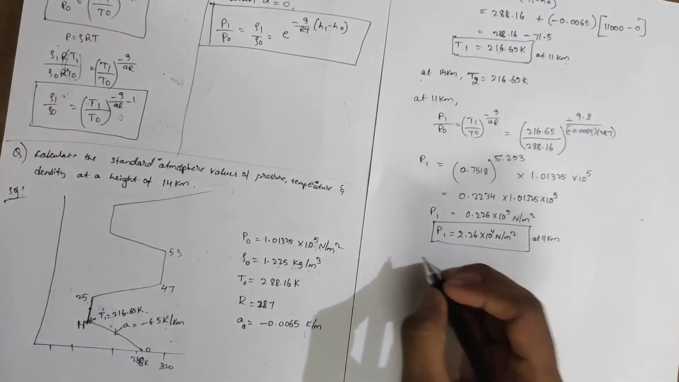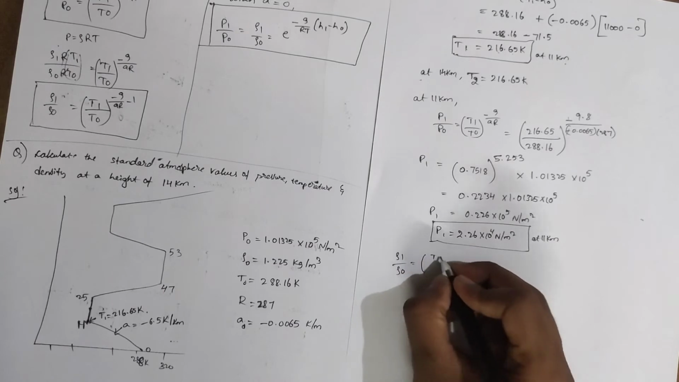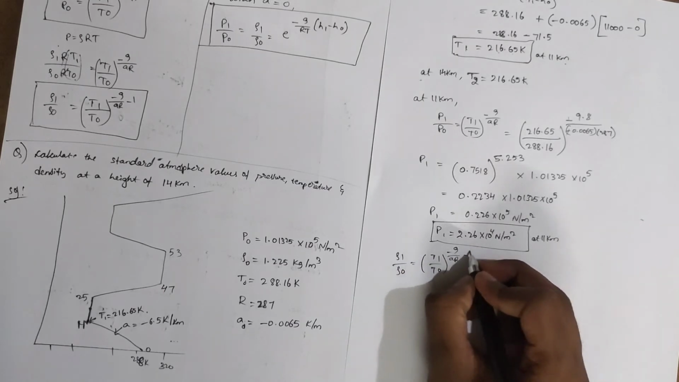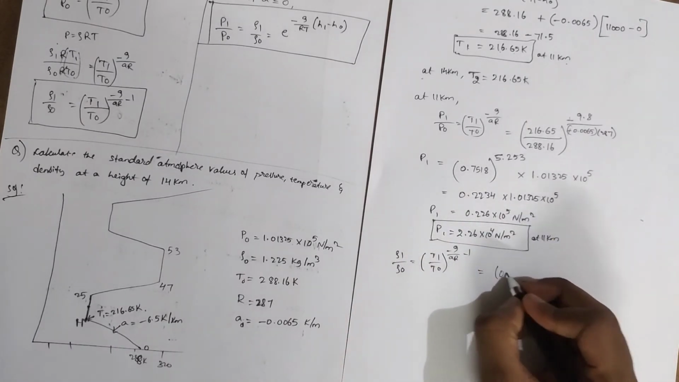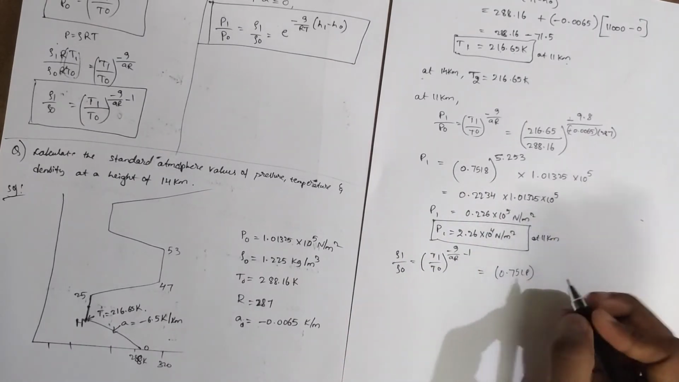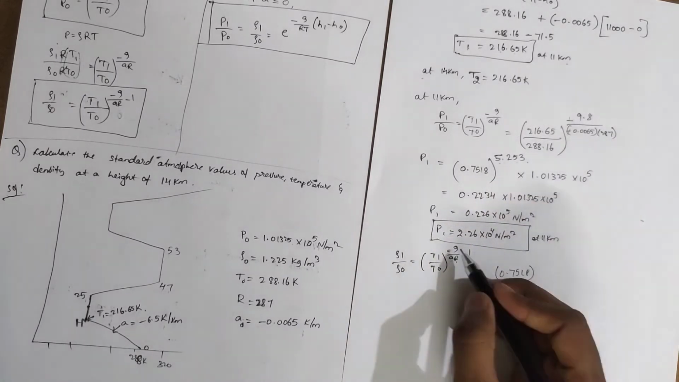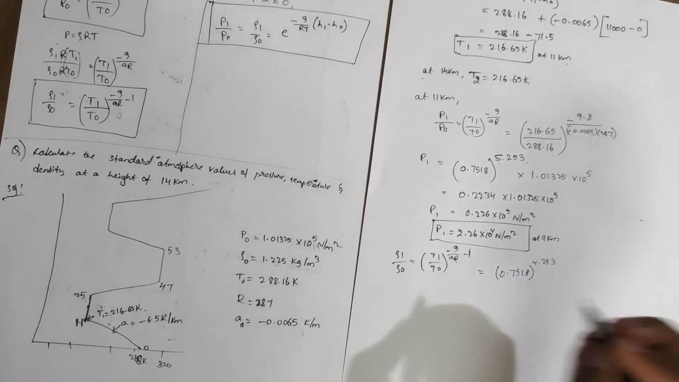Also we need to calculate density at 11 kilometers. Rho 1 by rho 0 is equal to (T1 by T0) whole power minus g by aR minus 1. Since the T1 by T0 value is 0.75, we'll substitute directly. Whole power minus g by aR is 5.253. So minus g by aR minus 1 becomes 4.253.